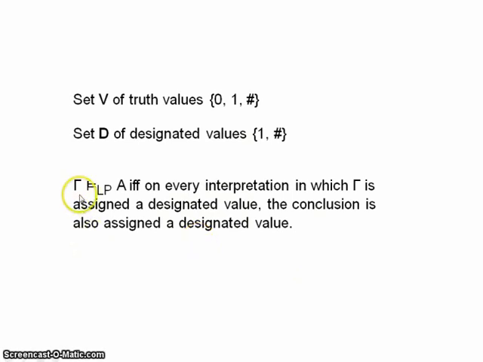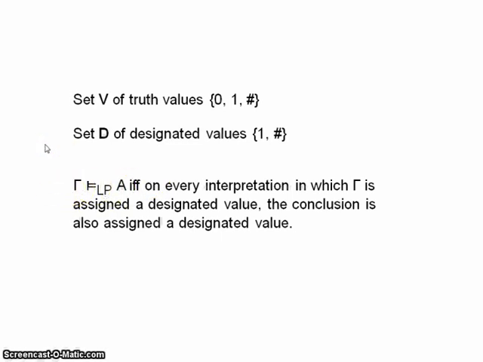So if our premises gamma are all assigned 1 and A is assigned a hash, that argument would be considered valid. So it's clear that in this case, the notion of designated values does real work, since we're not just dealing with truth and falsity, we're dealing with this new value as well, of both true and false. So gamma might be true, and A might be both true and false. The argument is still valid. Arguments are only invalid when gamma is either true or both true and false, but A is false. So that's the case when arguments are invalid.